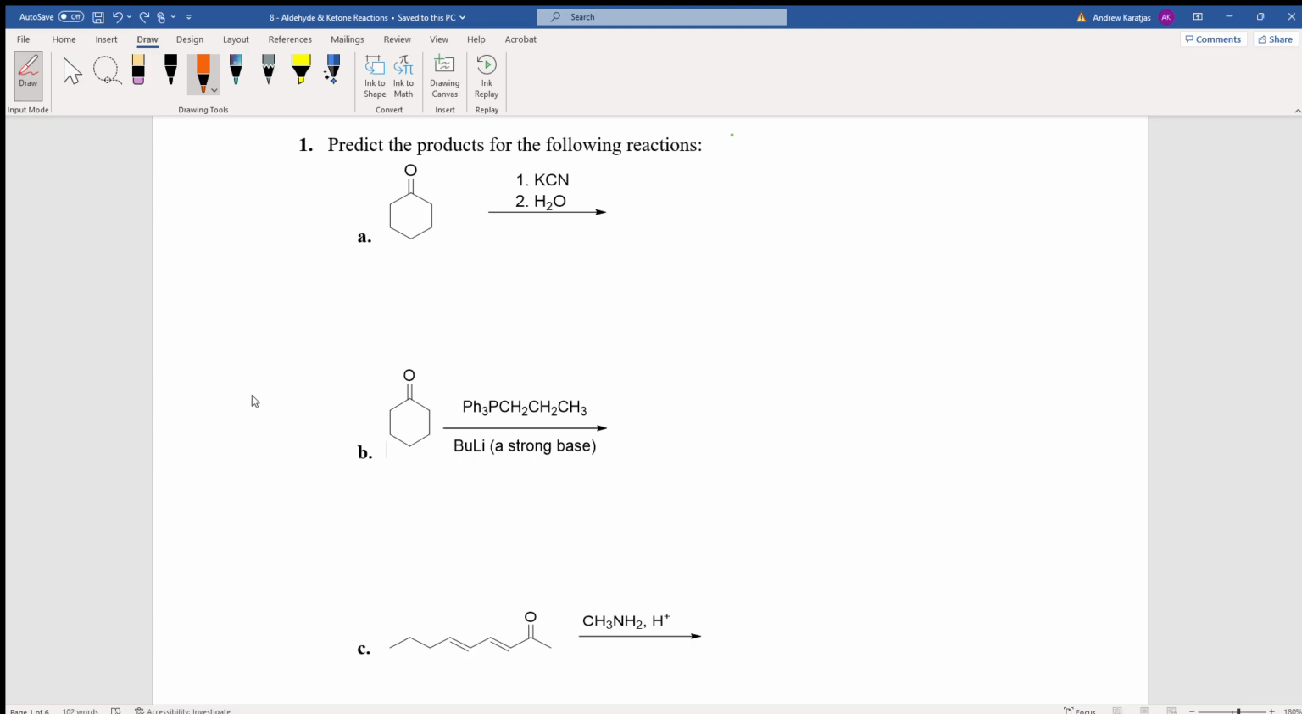Now in our first two parts on question 1, we're dealing with carbonyls that are not conjugated, so we don't have to worry about that. The only thing we have to worry about in these first two cases is what's the nucleophile. Well, with KCN, the nitrile is our nucleophile. It'll do a 1,2 addition into the carbonyl, which converts the carbonyl into an alcohol and adds our nitrile.